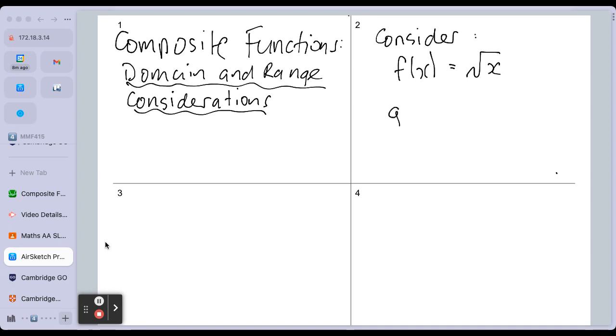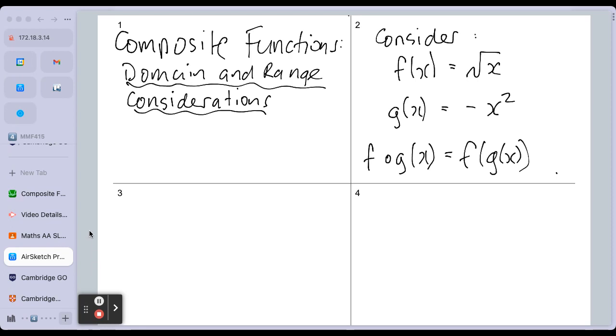g of x is equal to negative x squared. Just as a little bit of practice, can you please work out the new function f composed with g of x? What does that equal?